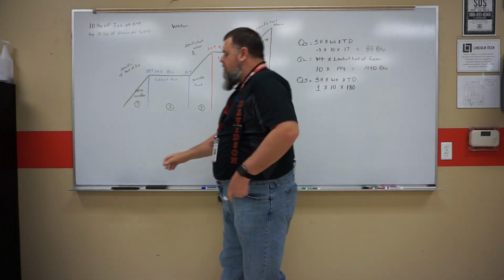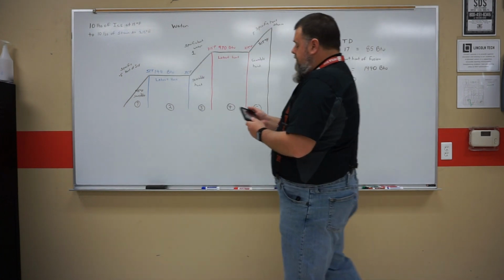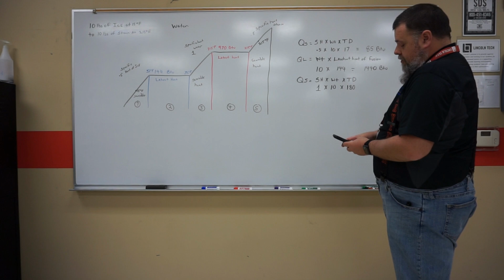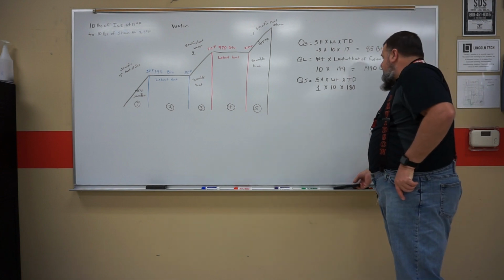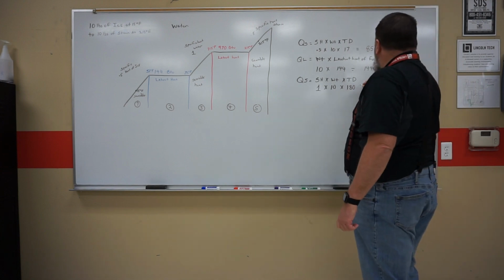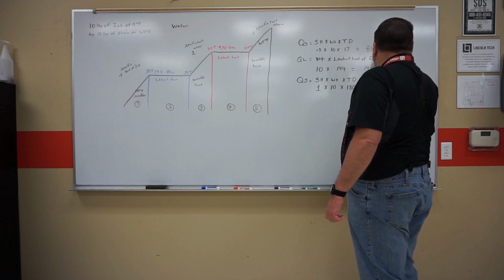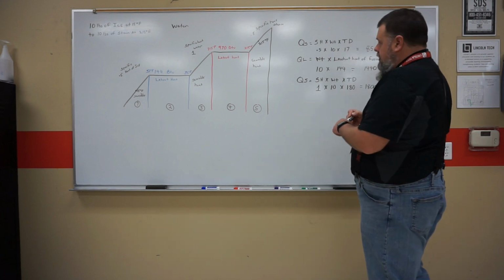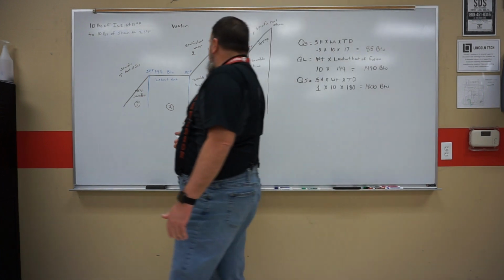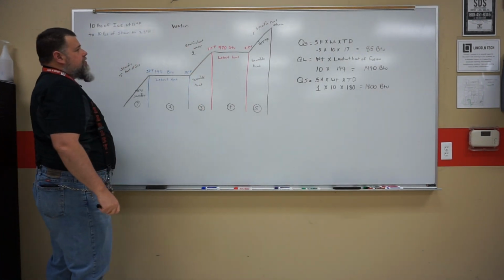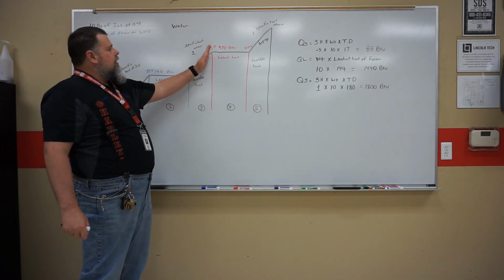Now we need to multiply that up and see what we've got. So we do 1 times 10 times 180. And that's going to give us 1,800 BTUs. So 1,800 BTUs. All right, so now we've taken this thing and we've gone from this point to this point. We've added some more BTUs.